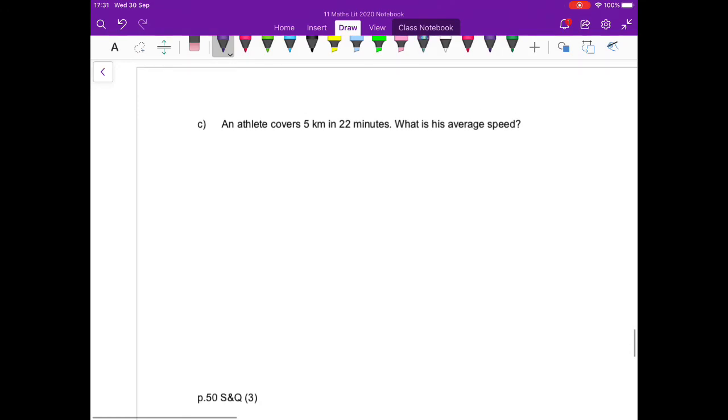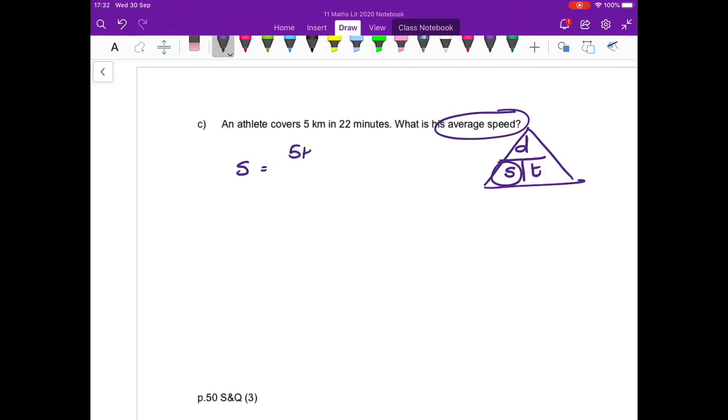An athlete covers 5 kilometers in 22 minutes. So again, D, S, T triangle. And what is his average speed? So speed is distance over time, which is going to be 5 kilometers over 22 minutes, right? But remember, speed is always kilometers per hour. So we have to change 22 minutes to hours. And the way we do that is you're going to write it as 22 over 60.